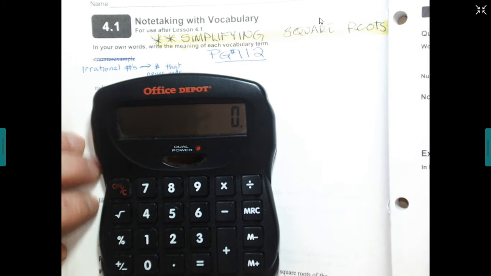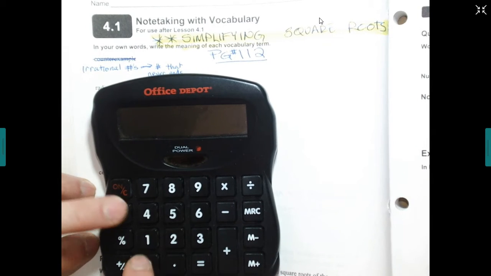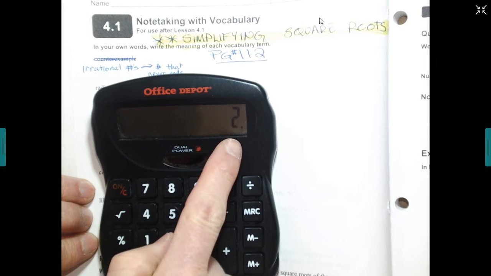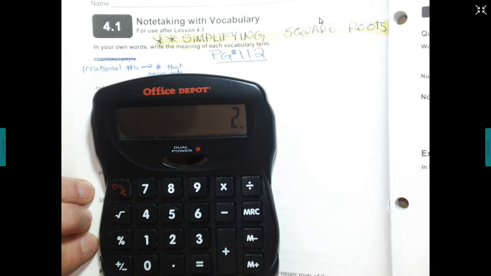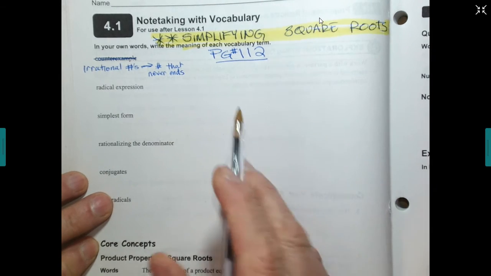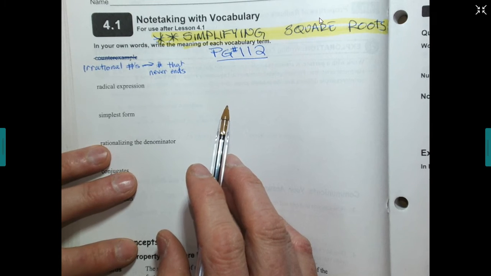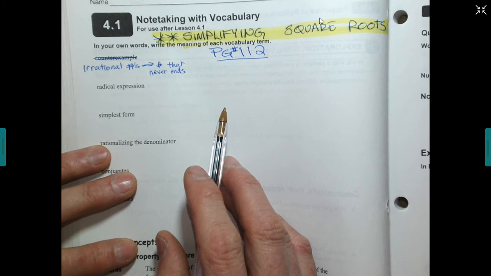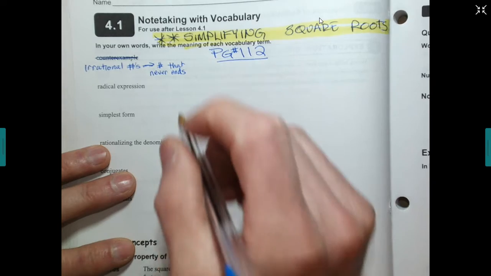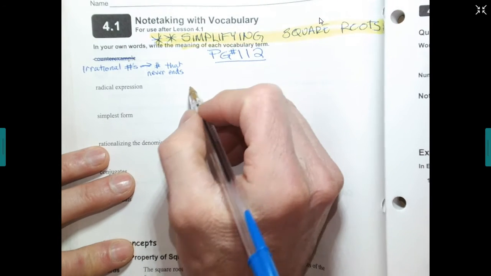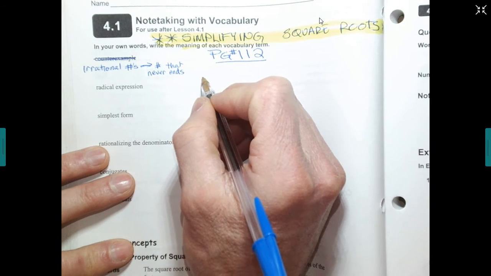As opposed to, say, a rational number. What about the square root of 4? That number has an end. 2, that has an end. So irrational numbers are numbers that have no end, and we're going to be dealing with some of those today. But what I want to do first of all is make a list of the first 12 perfect squares.